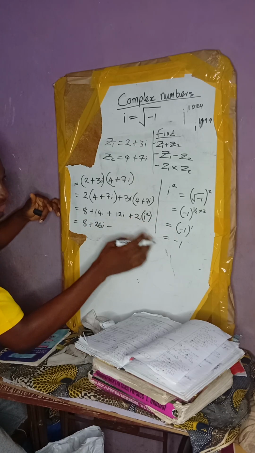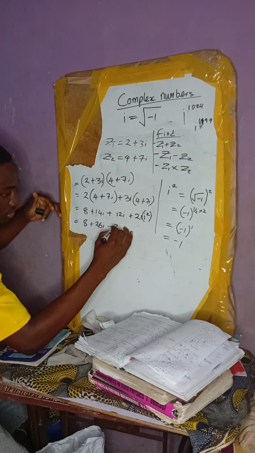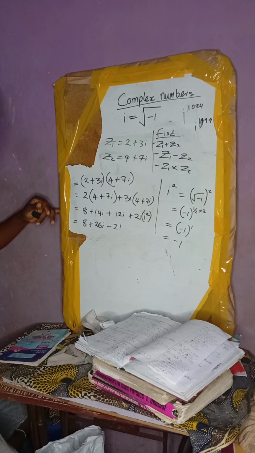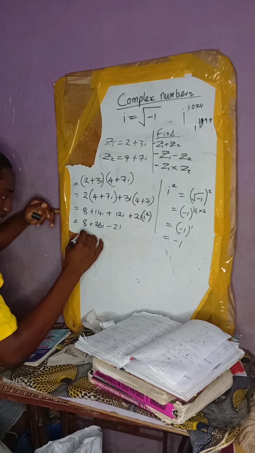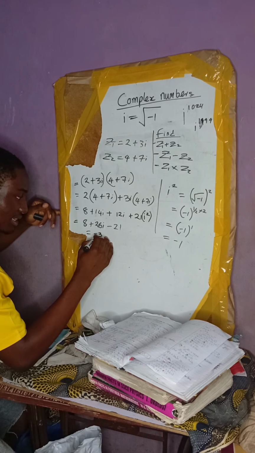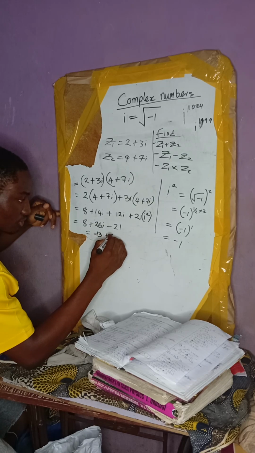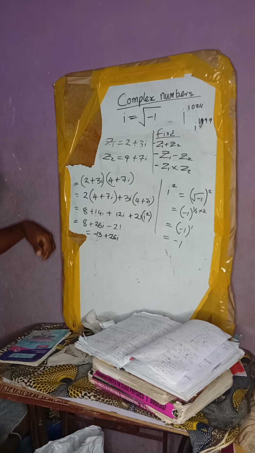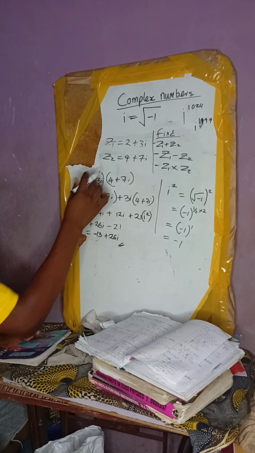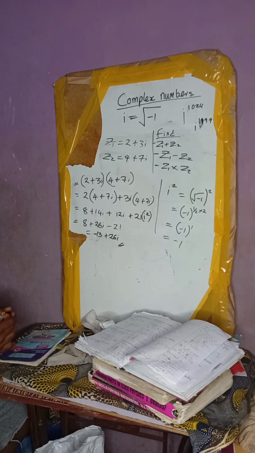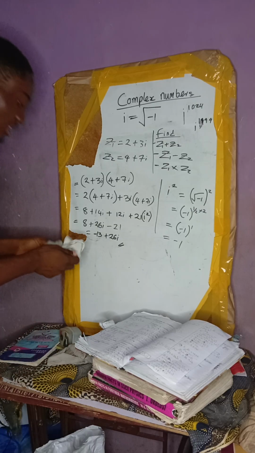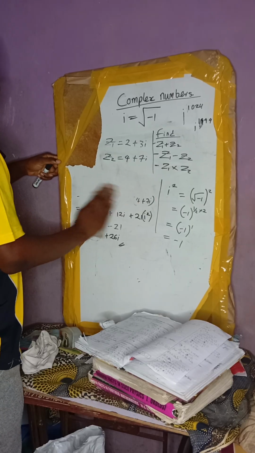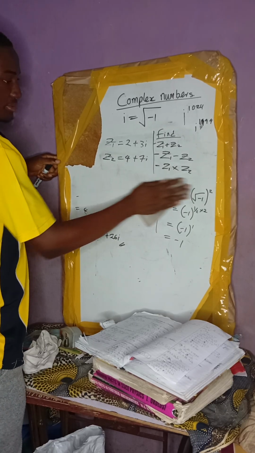So i squared is negative 1, so that will turn to negative 21. So 8 minus 21 should give you negative 13. So minus 13 plus 26i. So that is it, that is z1 times z2. So now let us do division. It's not that hard. Let me clean this too.